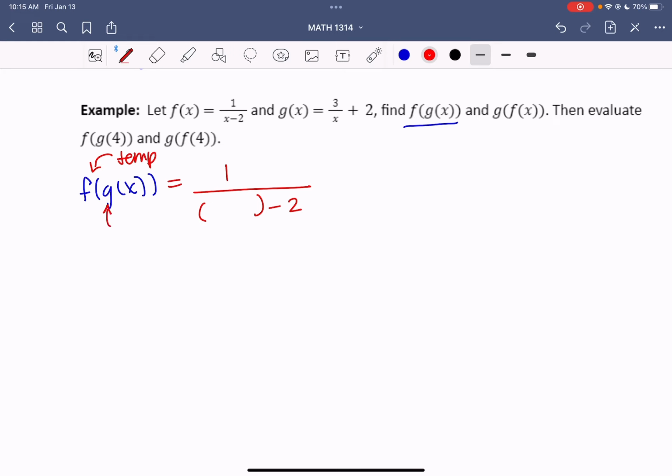Then G is my plug-in. And so I'm going to take my whole G equation and place it in there. Now that's my raw answer. That's those two. They are composed together, but you always have to clean up and simplify, and it's really bad form to leave fractions within fractions.